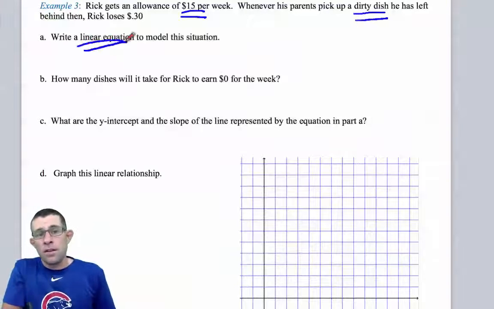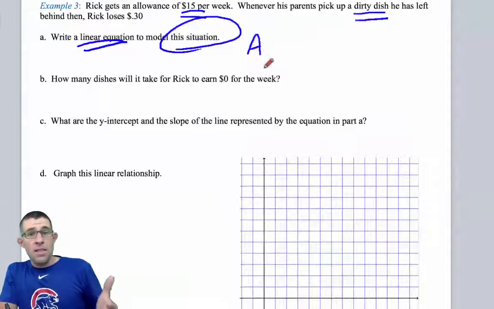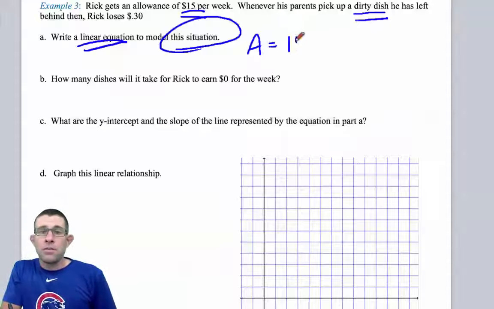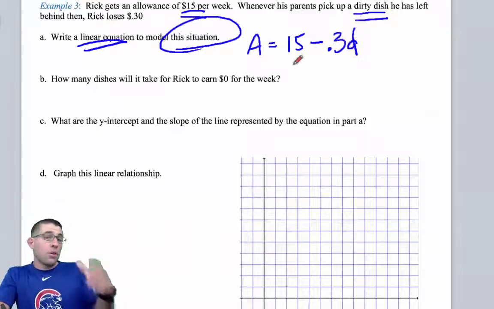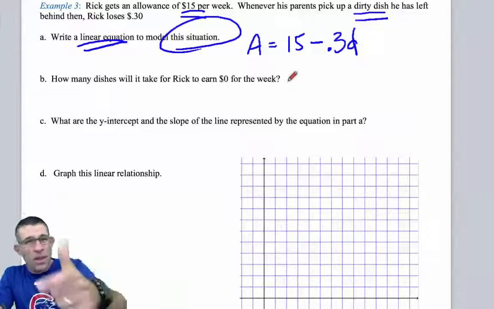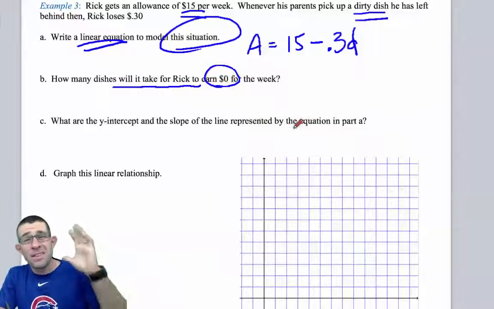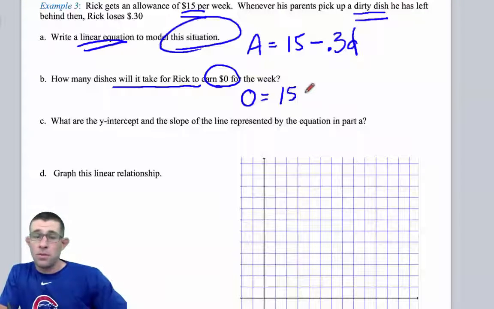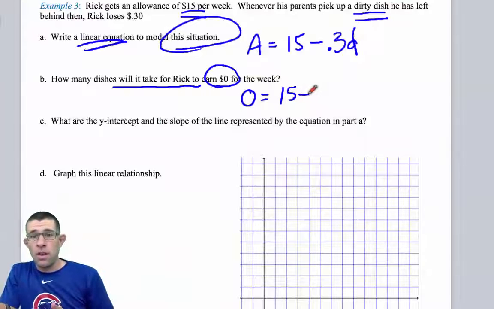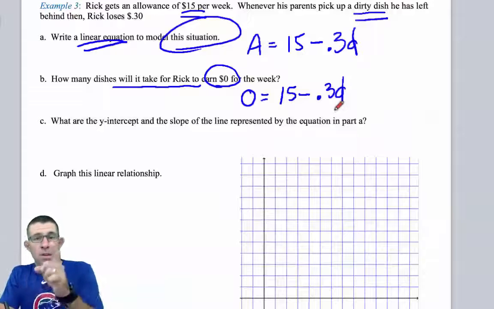All right, we want to write a linear equation here that models this situation. So we're going to say A, the amount he has, is equal to $15 minus the 30 cents that he gets charged per dirty dish. Just pick up your stuff, Rick. You'll be fine. How many dishes will it take for Rick to earn $0? In other words, be a complete slob? Well, we're going to let 0 equal the amount, set that equal to his $15 that he starts off with, and we're going to subtract 30 cents per dish, and that's how much we want to find.